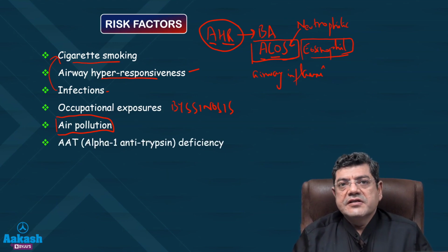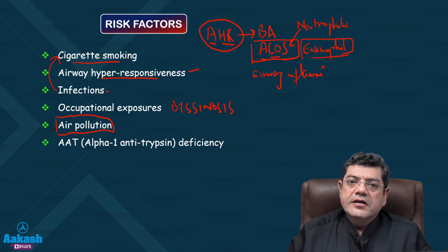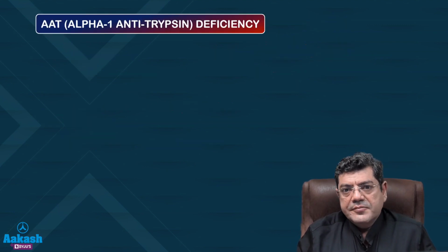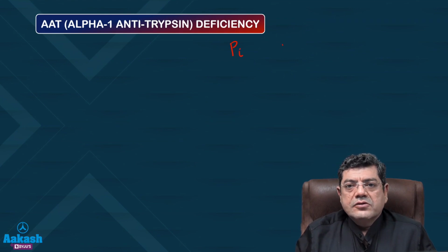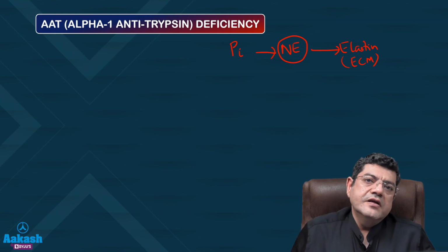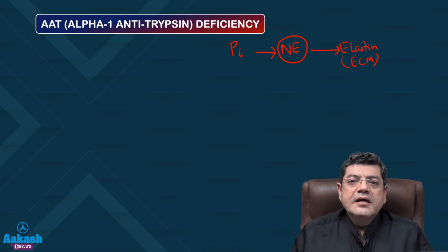Alpha-1 antitrypsin deficiency. Now, that's a very, very important risk factor for COPD. Alpha-1 antitrypsin is a protease inhibitor. So, in the lung, it inhibits neutrophil elastase and therefore does not allow it to degrade elastin, the most important component of the extracellular matrix in the lung, right?